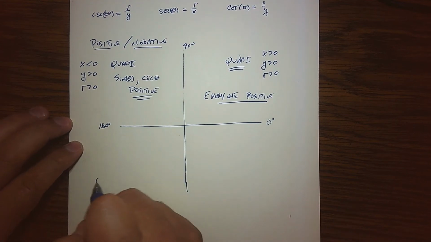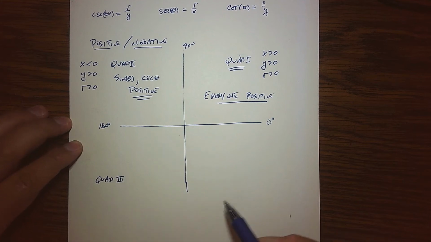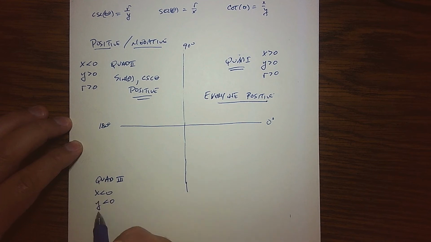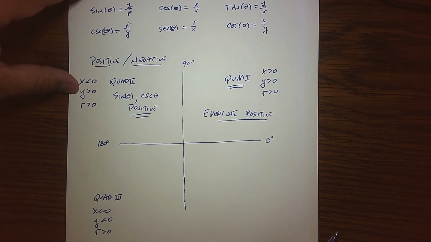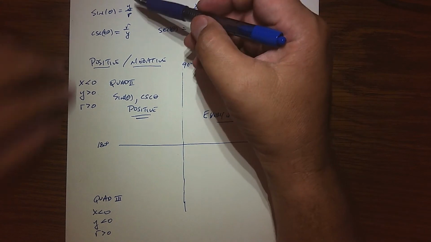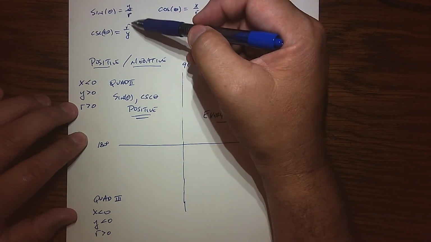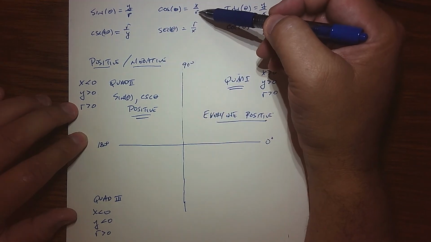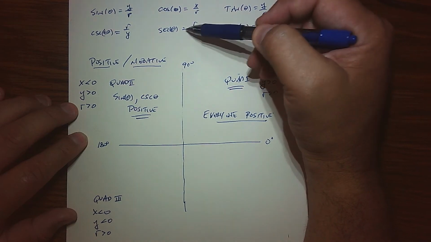What about quad number 3? Well, in this quadrant, what we take notice of is x is now negative, y is also negative, and r is always going to be positive. So in this quadrant, what's going to happen is sine, since it's a negative number divided by a positive, will be negative. Positive divided by a negative, this will be negative. Negative divided by positive, this will be negative. Positive divided by negative, this would be negative.